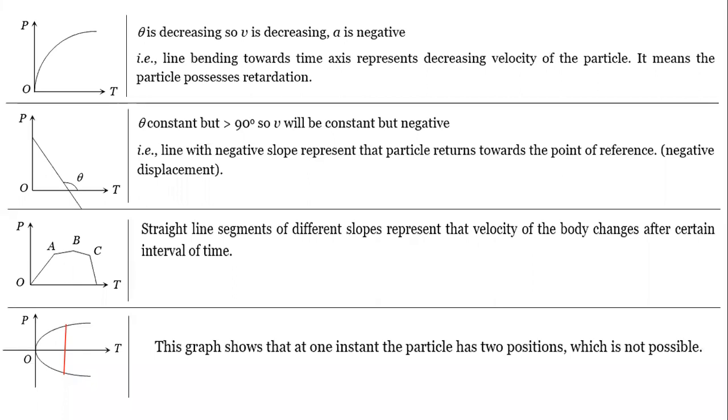So are the four graphs clear? That is all we have for your interpretations related to the position-time graph. No, nothing like superposition. Superposition is related to two different waves intersecting together.